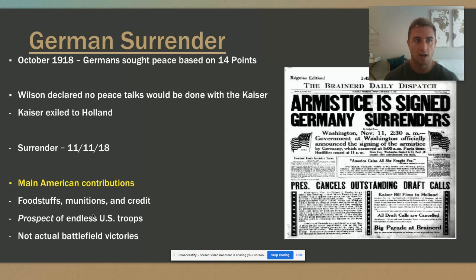The Germans are going to surrender in late 1918. They're looking for a surrender on the idea of Wilson's 14 points. Wilson says, okay, I'm willing to do that, but I'm not going to negotiate with the Kaiser. The Kaiser is exiled to Holland, and so it's 11-11-18, apparently on the 11th hour when this armistice is signed.